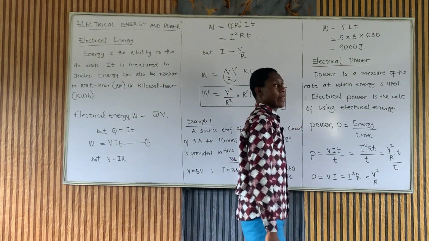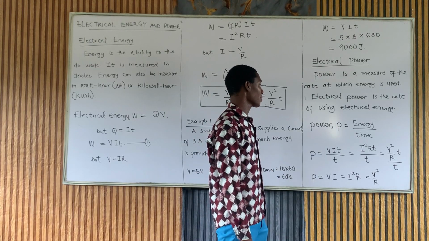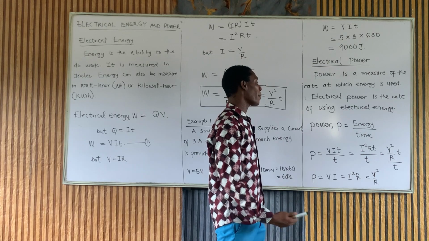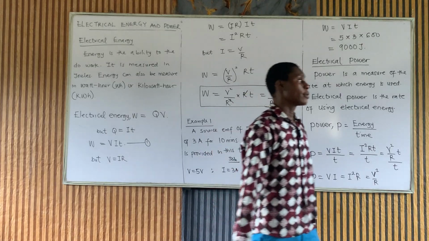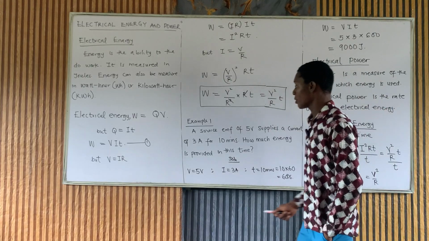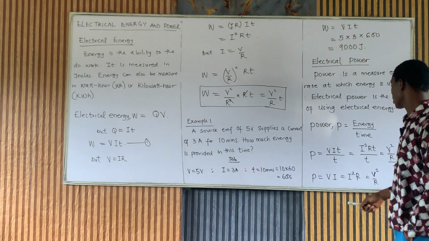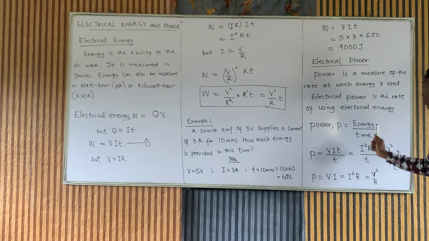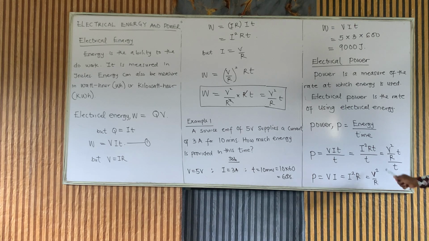So let's look at electrical power. Power is the measure of the rate at which energy is used. You see, electrical power is the rate of using electrical energy. So power is just energy over time. Therefore, if we take each formula we have for energy, we have VIT, we have I squared RT, and we have V squared over R times T. Take each of them and divide by time, because power is energy over time. We have different expressions for electrical power. It can be VI, it can be I squared R, it can be V squared over R. So that's that for electrical power.